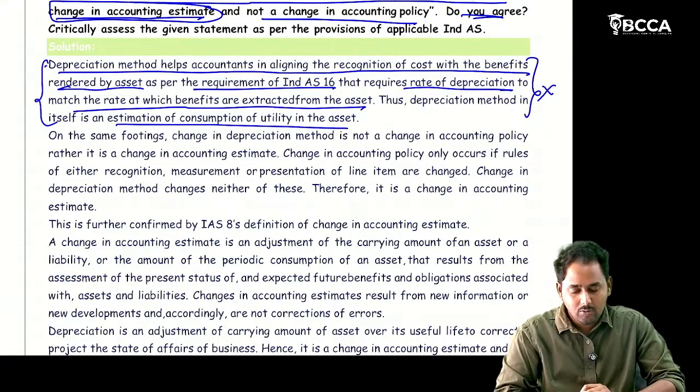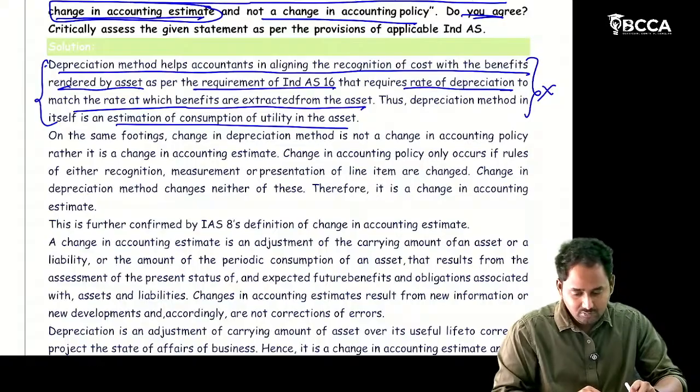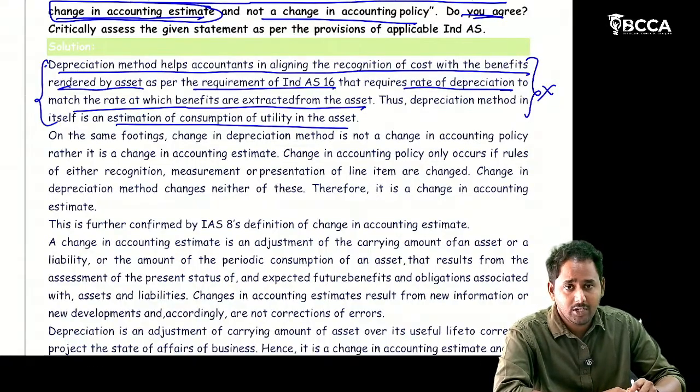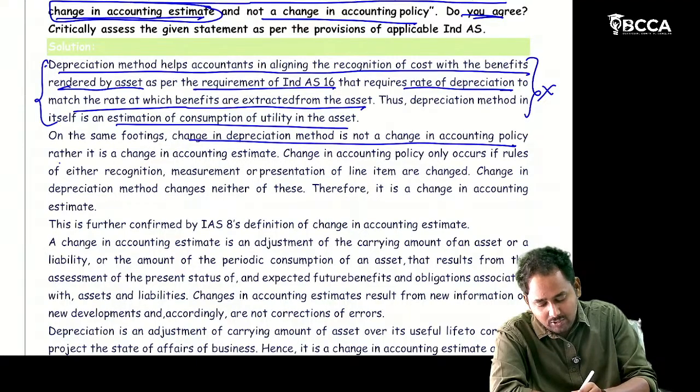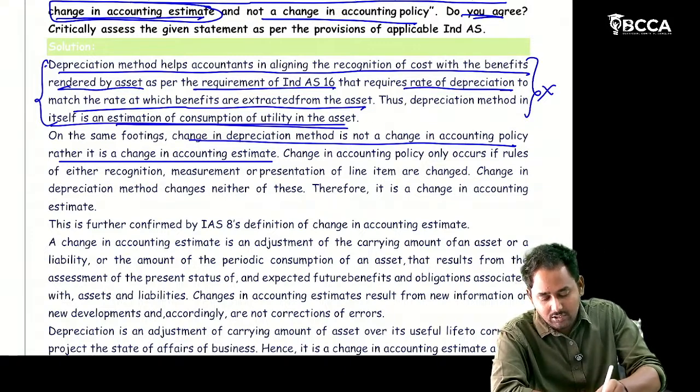What is depreciation? Depreciation means the carrying amount of the asset should be transferred to the P&L over a period of time, to match the revenues. On the same footing, change in the depreciation method is not a change in accounting policy, rather it is a change in accounting estimate. Our discussion should start from here. You need not write all this statement.